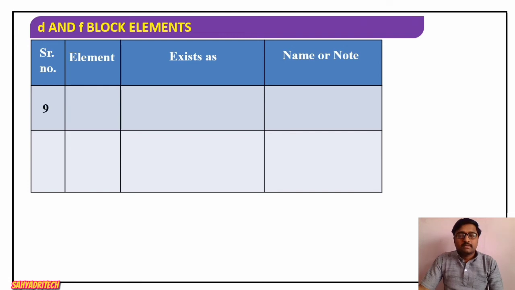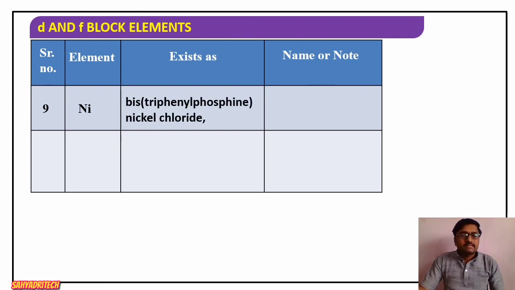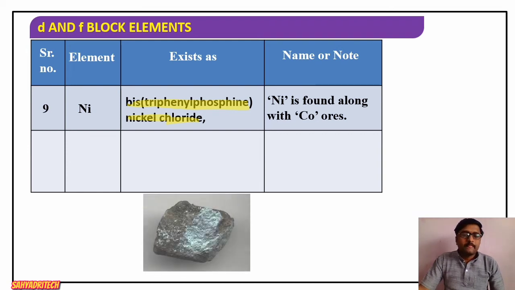Then the next member of the first series, the 3D series, is nickel. Nickel exists as bis, where bis means 2 moles, bis triphenylphosphine nickel chloride. It is commonly called that. Nickel is found along with the cobalt ores. This is the image of bis triphenylphosphine nickel chloride.